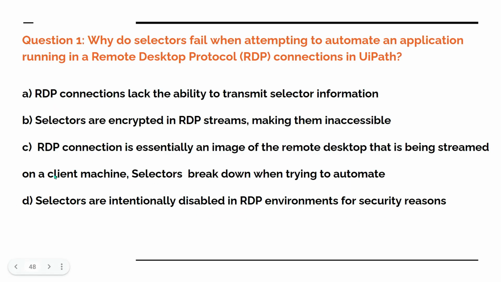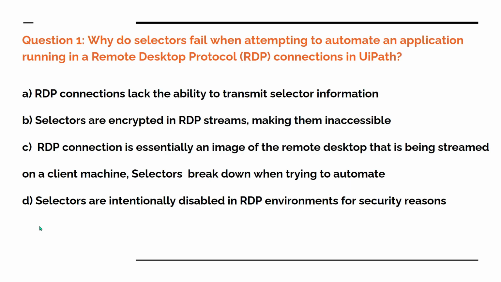Now, out of this, which is the best answer? A couple of options could seem right, RDP connections lack the ability or selectors are encrypted. So all these options might sound right, but what is the best answer that you feel out of these four? So take your time, pause this video and comment your answer for this question. What do you think?